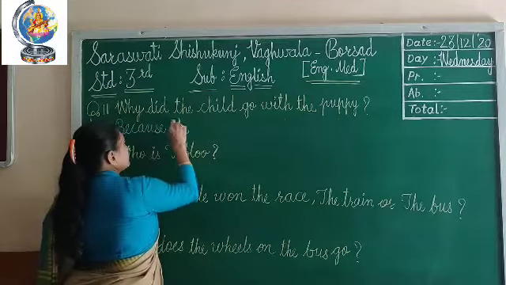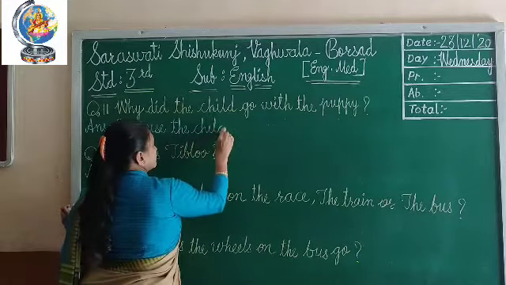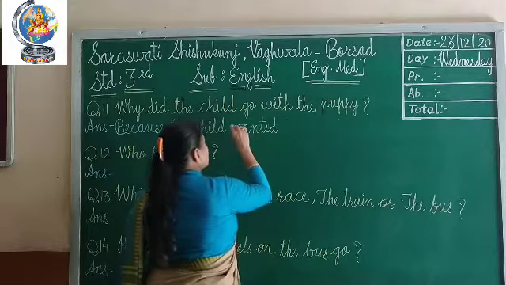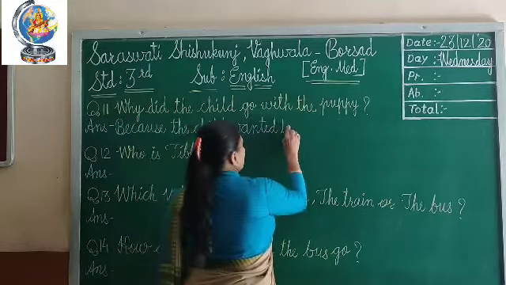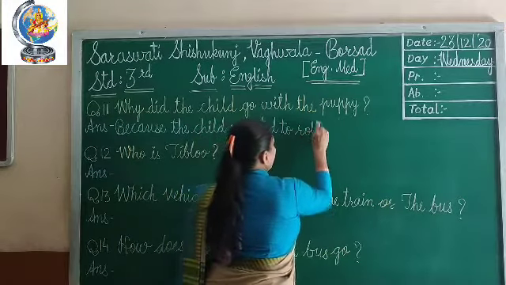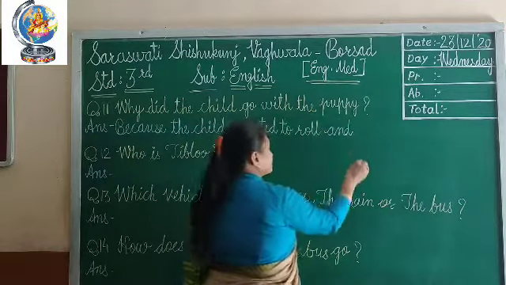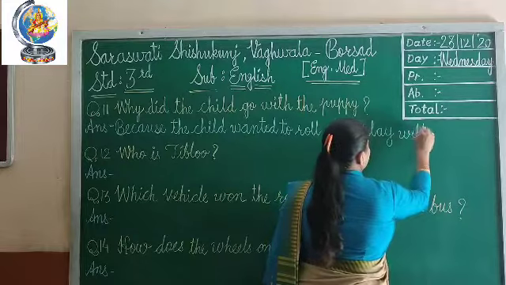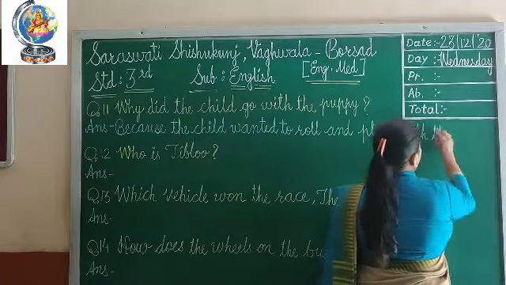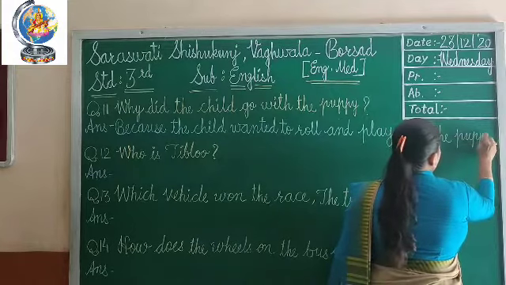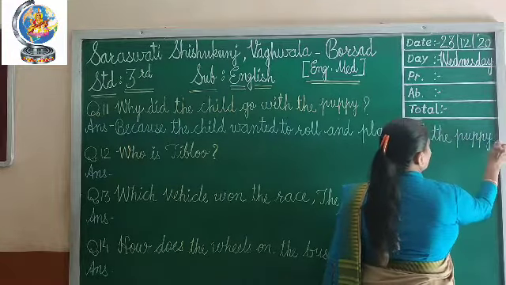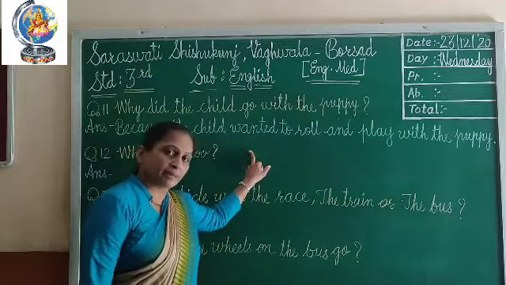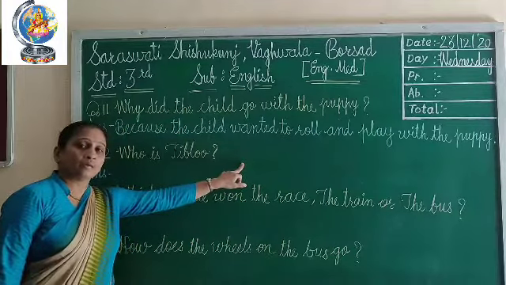Because the child wanted to roll and play with the puppy. Okay, at last you have to put full stop. Because the child wanted to roll and play with the puppy. Okay, that's why he ran with the puppy.